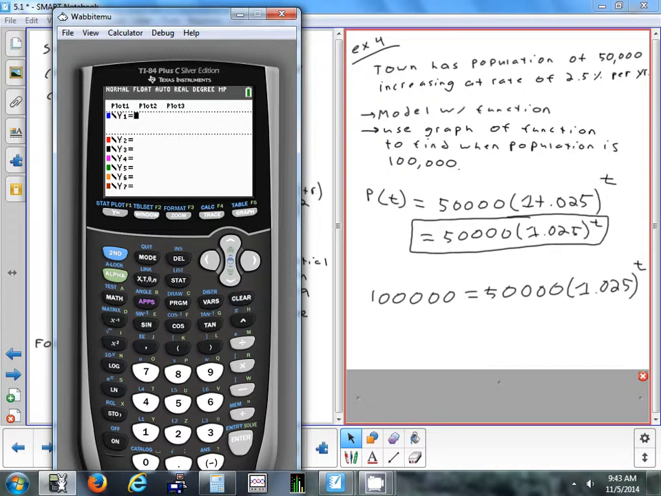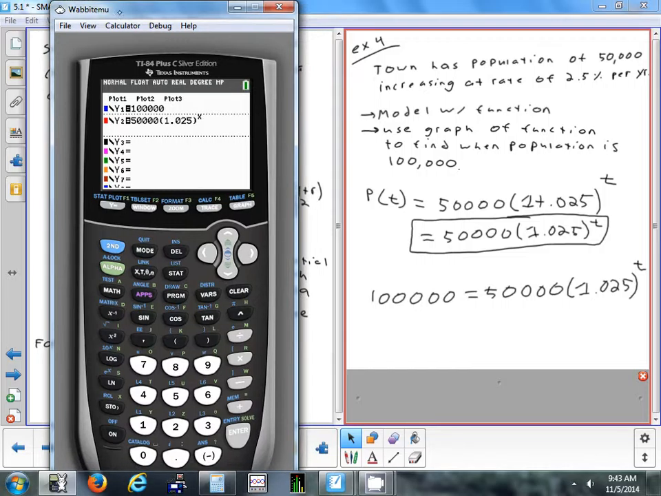So what you're going to do is type in 100,000 into one of the two functions. Type 50,000 times 1.025, and you have to use x. We can't use t for the variable here. For my window, the population is only growing, and in fact, it's starting at a minimum of 50,000 people. It's never going to go below that. Oh no, those are years. Sorry. Let's just put 50 years worth of data. That might not be enough, but we'll see. So 0 to 50.